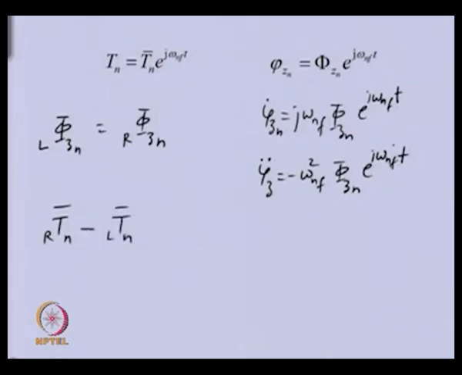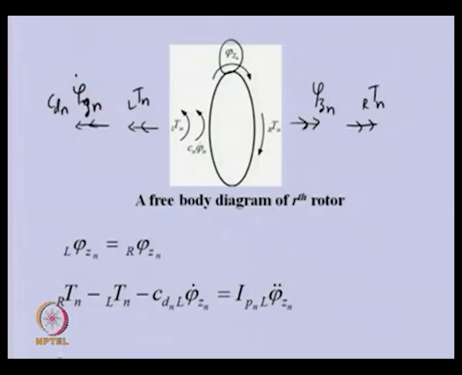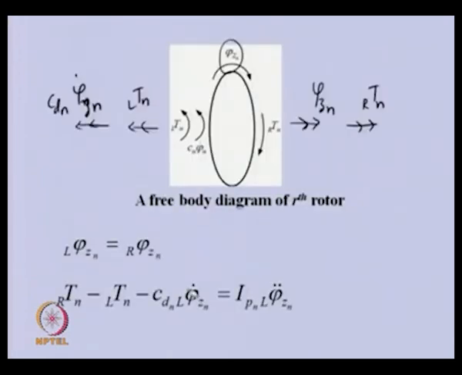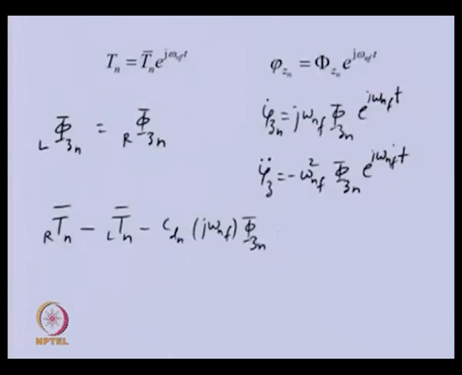This is the second expression, and then we have a damping term, so minus CDN j omega NF capital phi. The e raised to j omega t I am taking out, so this term will not be there. So, you can see that we have expressed this equal to the inertia term. So, here we will be having plus. You can see this is the first equation, this is the second equation.